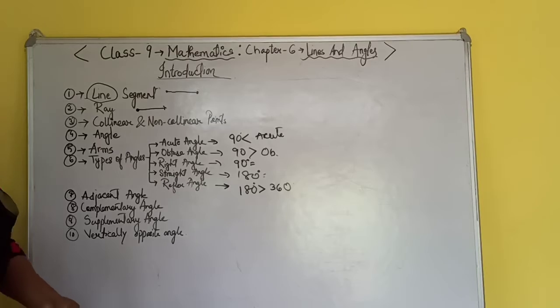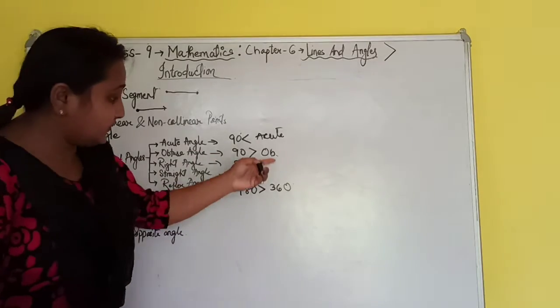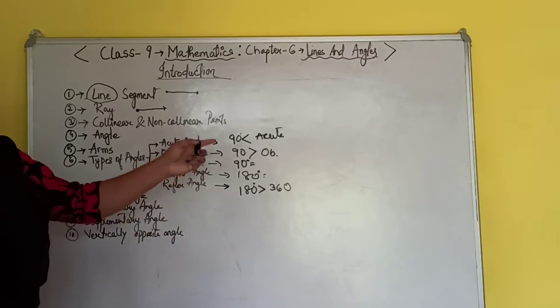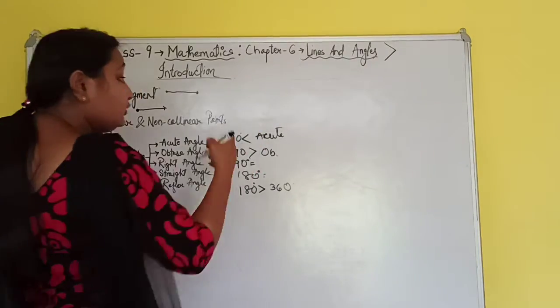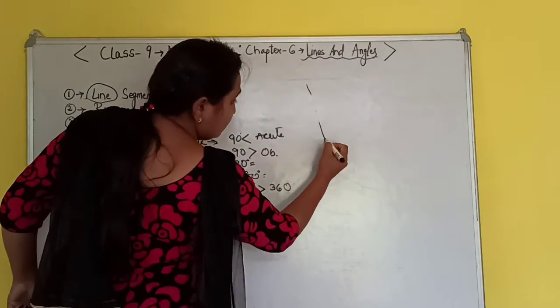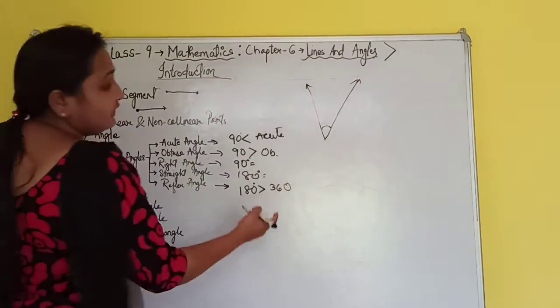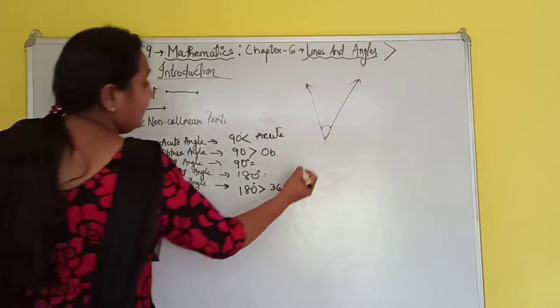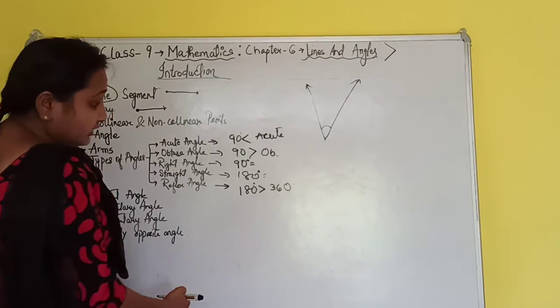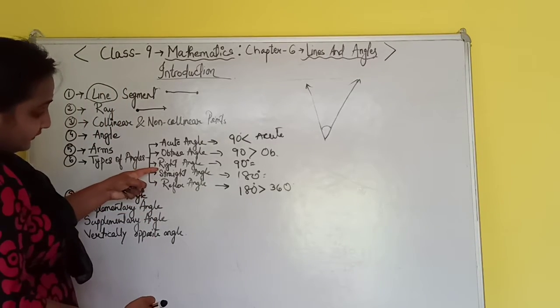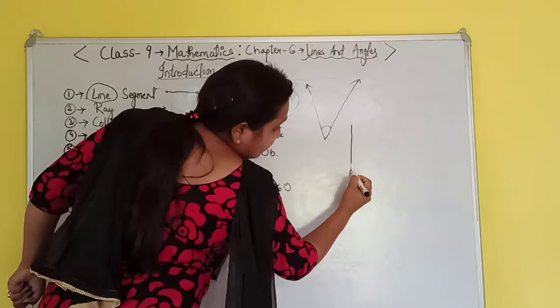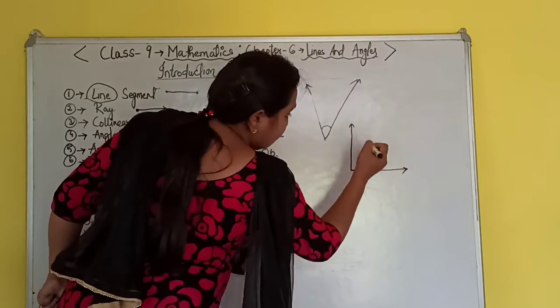I am going to explain these terms once again by showing some diagrams. See, acute angle. If I draw this angle, it will be less than 90 degree. So this is an acute angle. And this type of angle is in L shape.